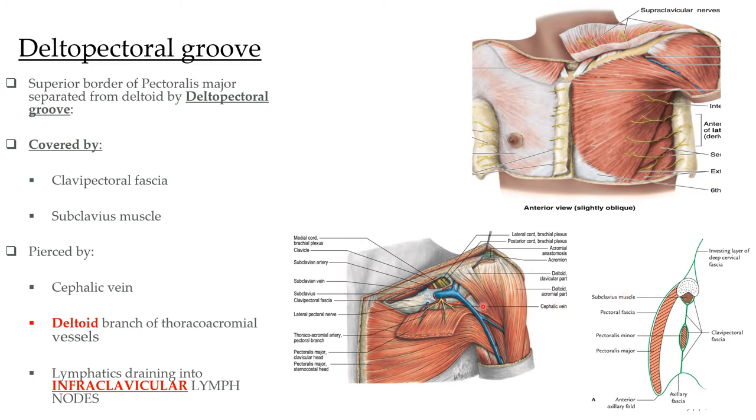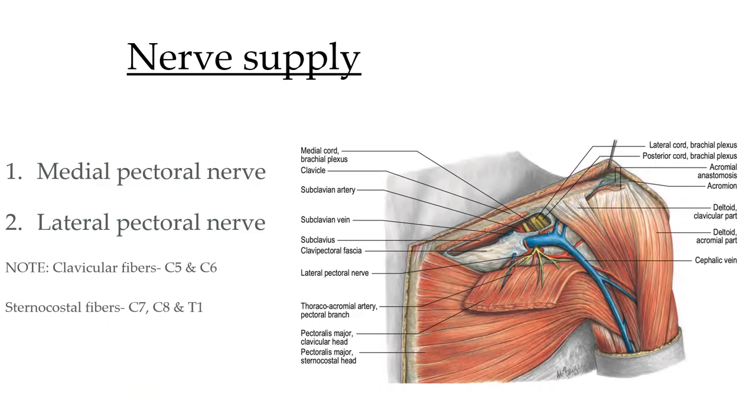So in order to summarize, the structures which pass through the deltopectoral groove are the cephalic vein, the deltoid branch of thoracoacromial artery, and lymphatics, which finally drain the lymph into the infraclavicular group of lymph nodes. The structure present in the floor of the deltopectoral groove is the subclavius muscle enclosed in clavipectoral fascia. The nerve supply to pectoralis major muscle comes from the medial pectoral nerve and lateral pectoral nerve. In the illustration on the right side, you can see this is the pectoralis major muscle. The clavicular head has been reflected from the clavicle in order to show you the underlying structures.